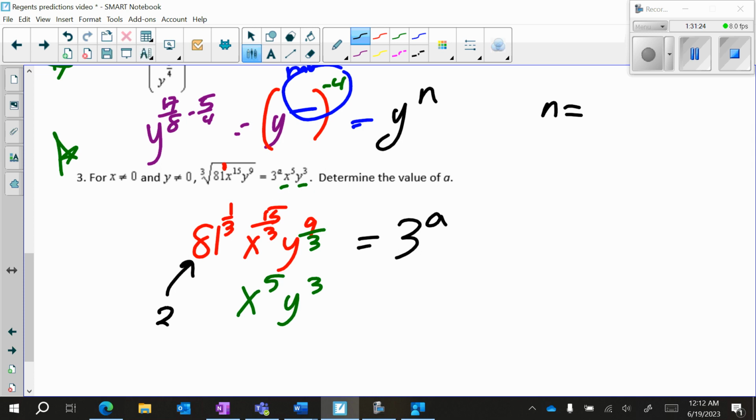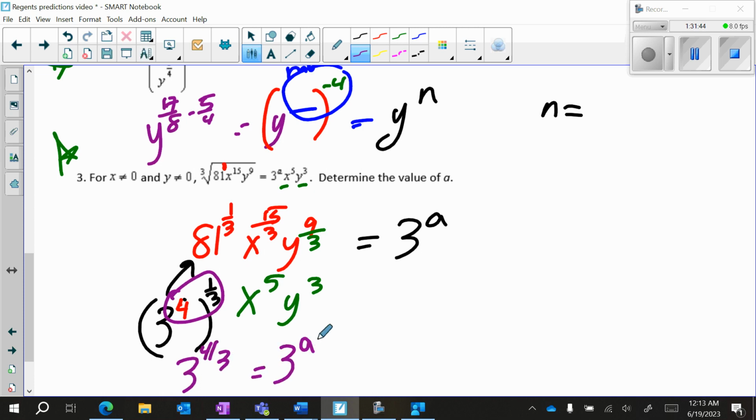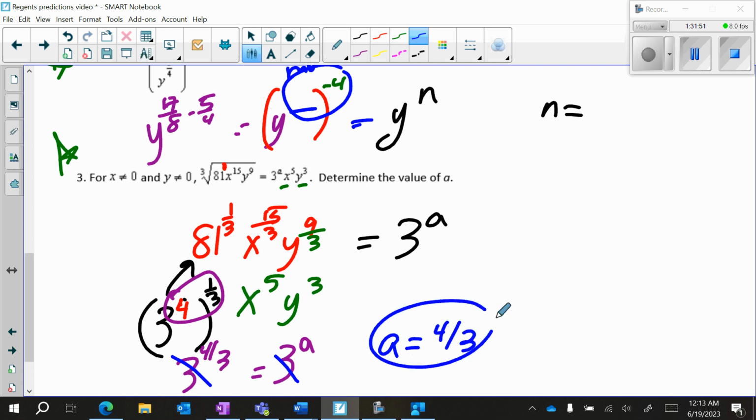So how can you rewrite 3 to what power equals 81, basically, and then bring the 1/3 to the outside? So 3 to the 4th is 81. So if you put a 4th here, then what you're going to do to get the 3 to the power is multiply, because when you raise a power to a power, you multiply. So you have 3 to the 4/3 equals 3 to the a. Once you have the same base, you drop the base, and you could set the exponents equal to each other.